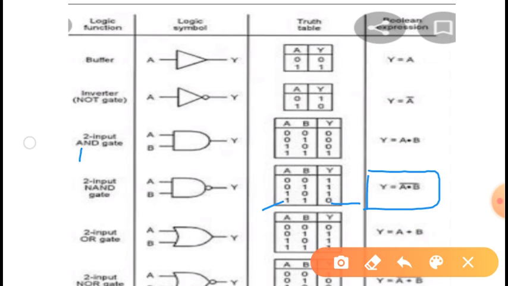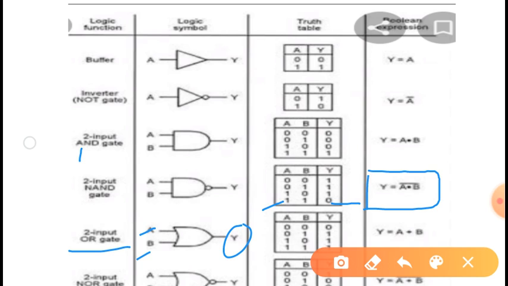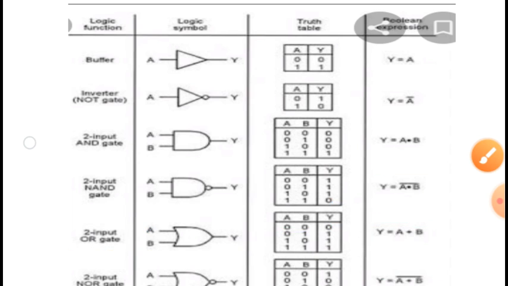The next gate is the OR gate. The OR gate also has two inputs, A and B, and Y is the output of that OR gate. We can see here that when both the inputs are low, the output is low, or else it will be high. The Boolean expression for this OR gate is y equal to A plus B.